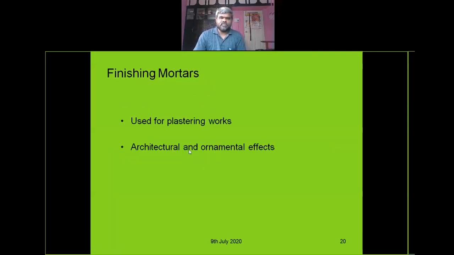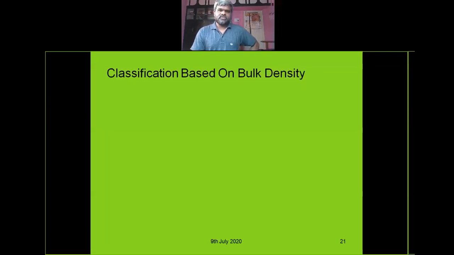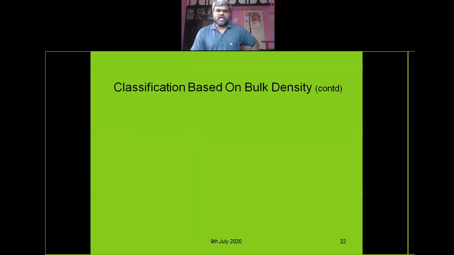Finishing mortars are used for plastering works, like architectural works or ornamental works, decorative finishes, where we have to use rich mixes. Rich mixes mean say 1:3, 1:4 like that, and the cement part is more compared to poor mixes, right? So the third classification is based on bulk density. Heavy mortar or lightweight mortar, what we want, right?